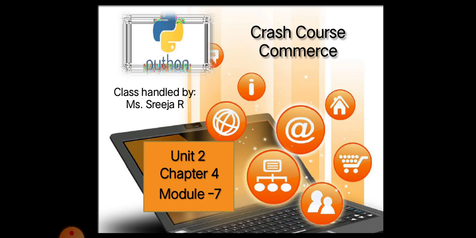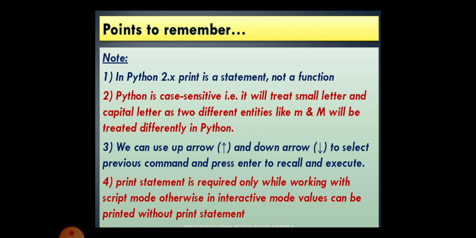This is the 7th module of chapter 4. Here are some points to remember in this particular chapter. In Python 2.x, x determines the version number 1, 2, 3. Print is a statement, not a function.